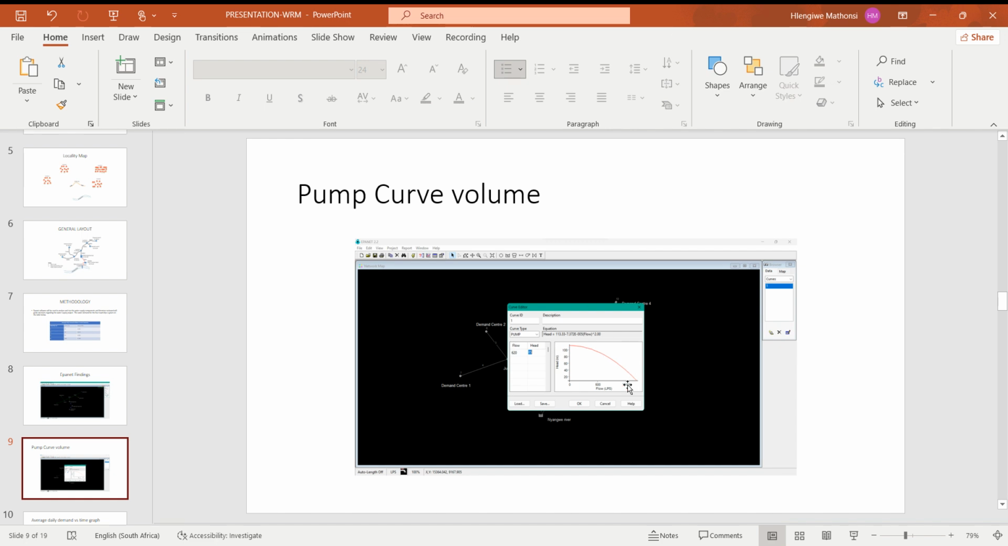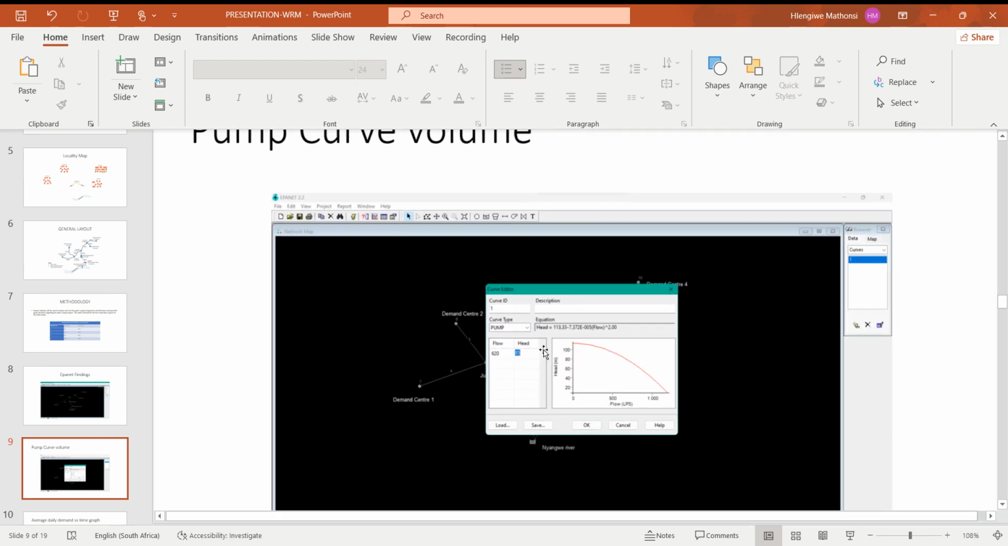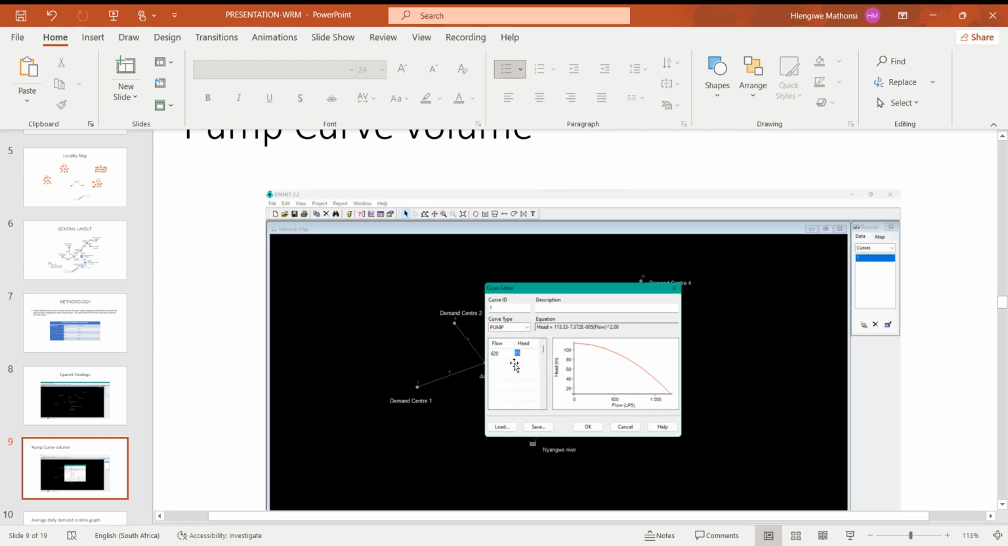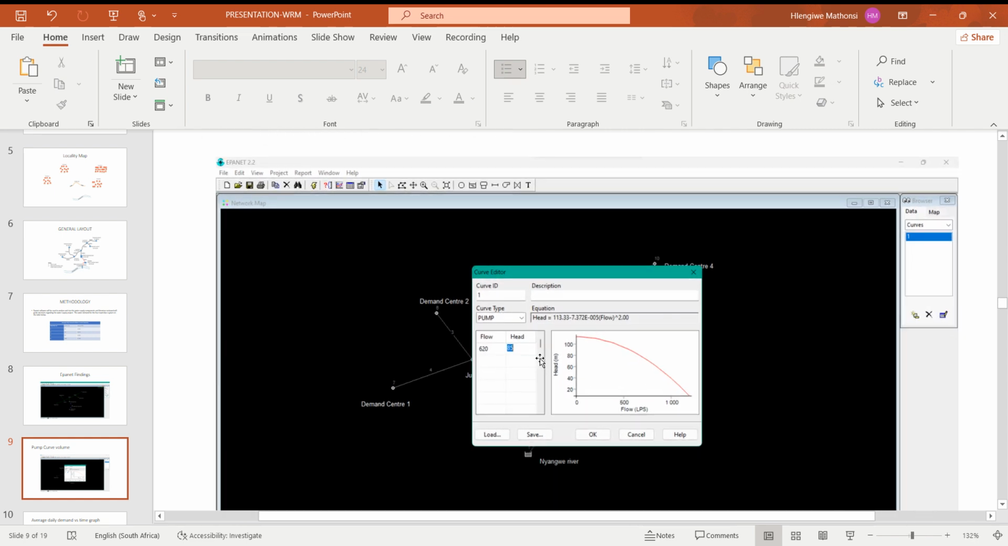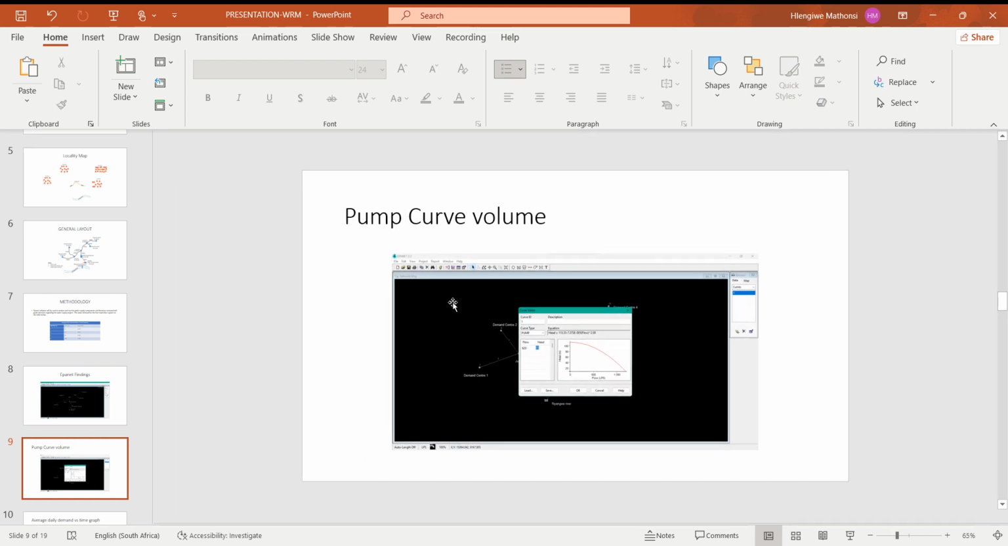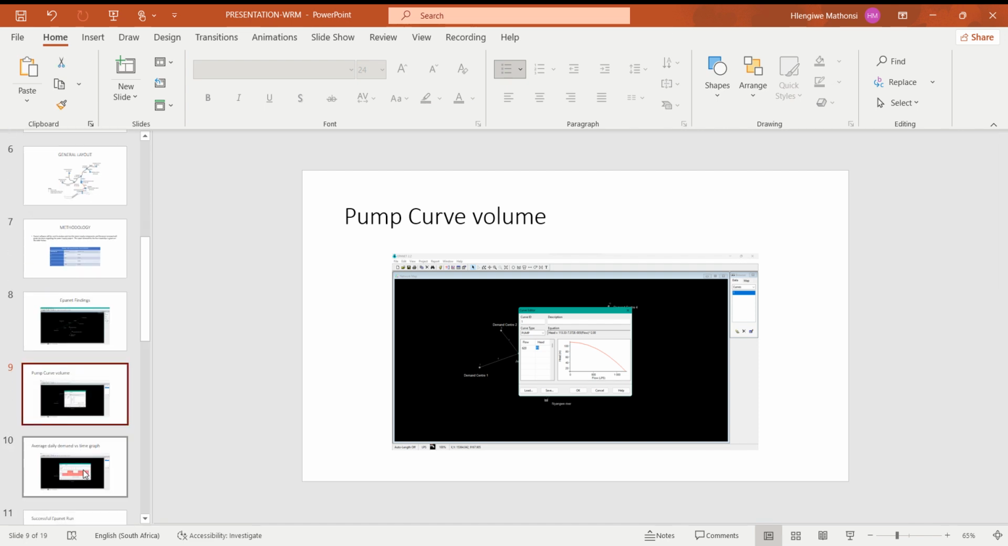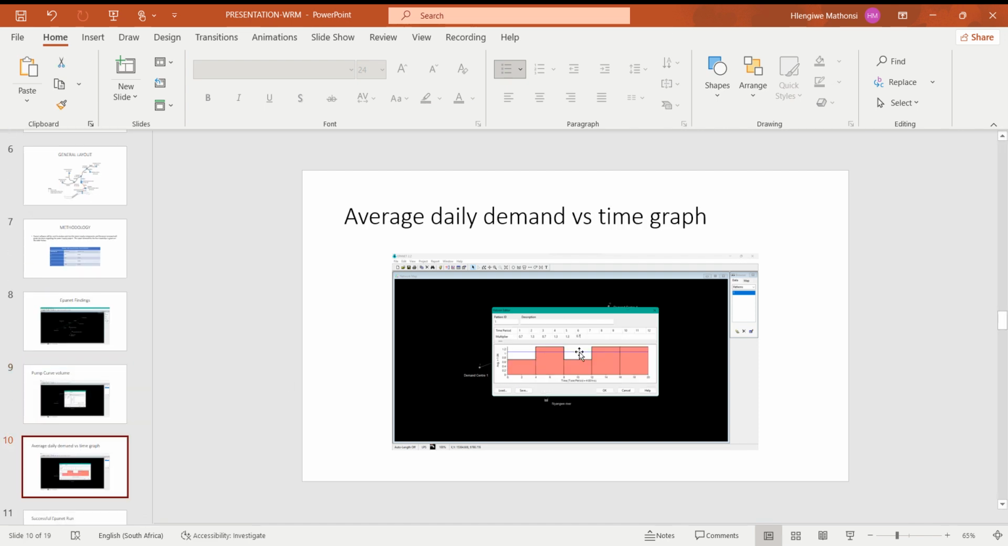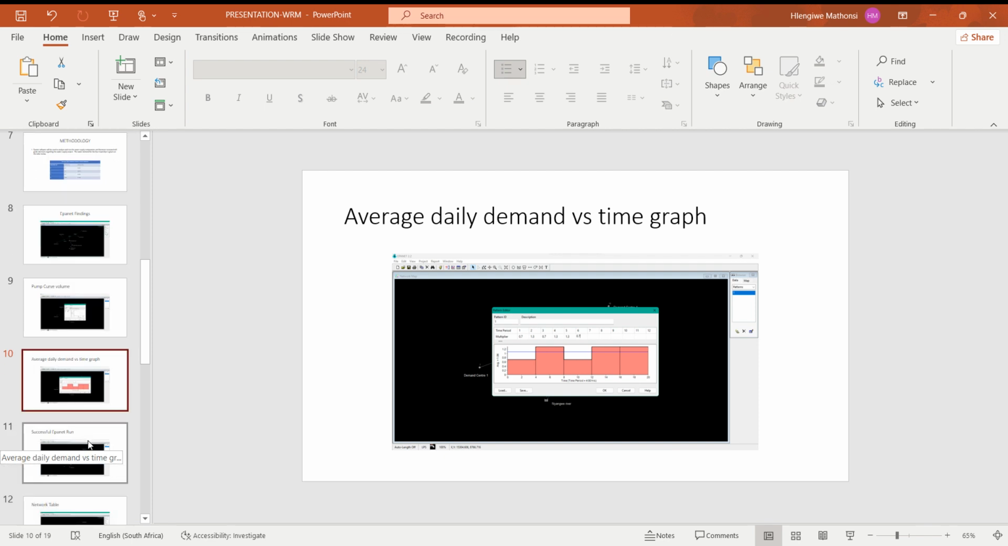This is the pump curve. We're given 620 as the flow and 85 as the head. This was the graph that was produced by EPANET, and we went on to do the average daily demand versus time graph, and this is what was produced there.